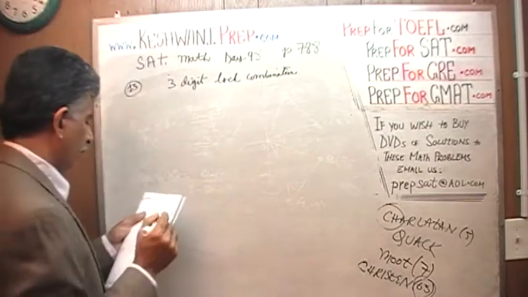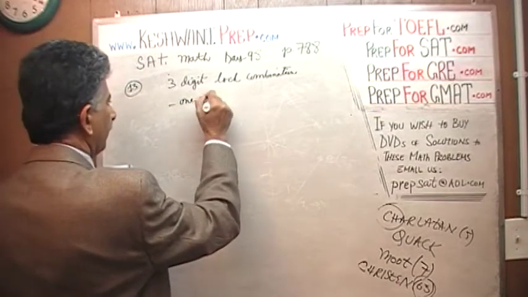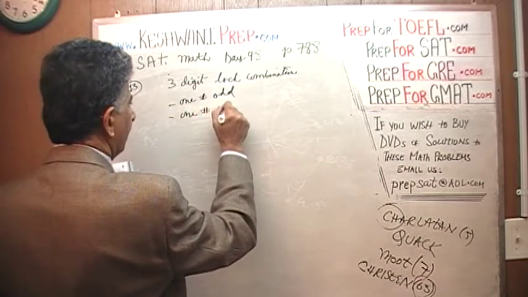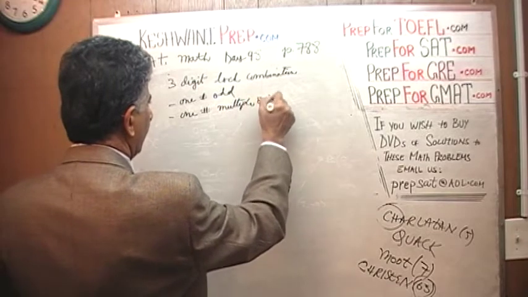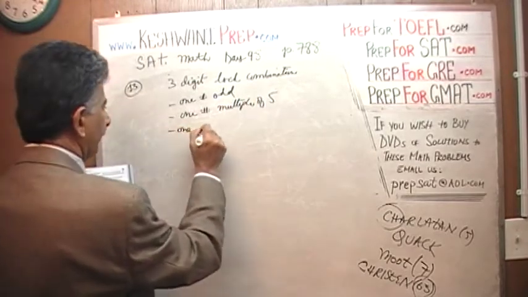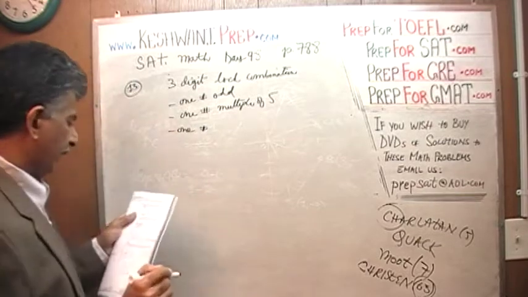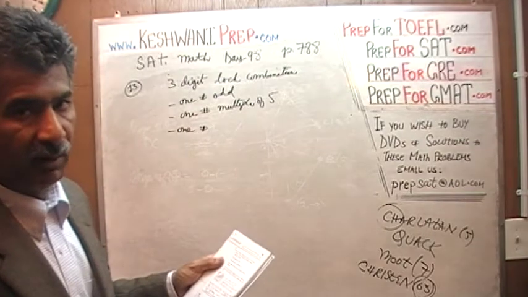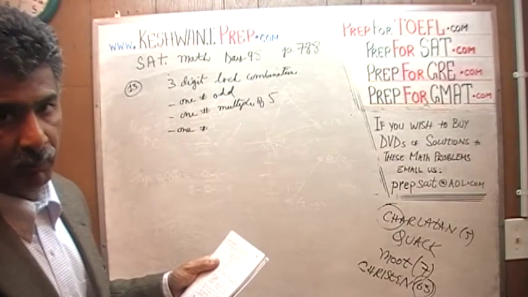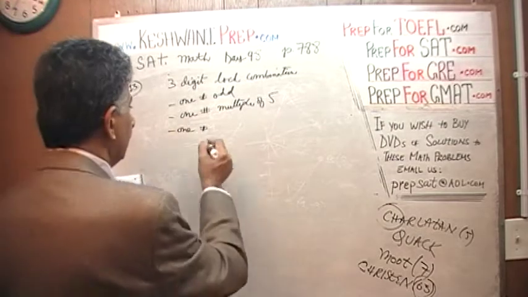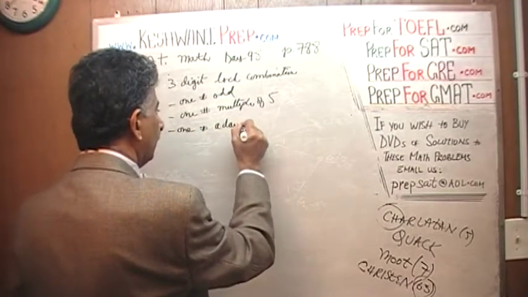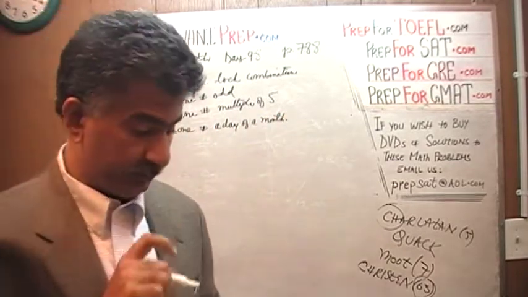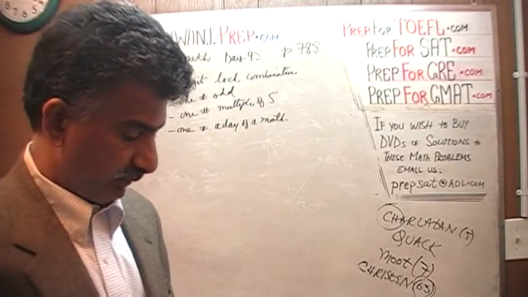One number is odd. One number is a multiple of 5. And finally, one number is the day of the month of Kyle's birthday. That's a bloody awkward way of saying that one number has to be a day of a month. We do not know which month Kyle's birthday is in, so we'll see what happens.